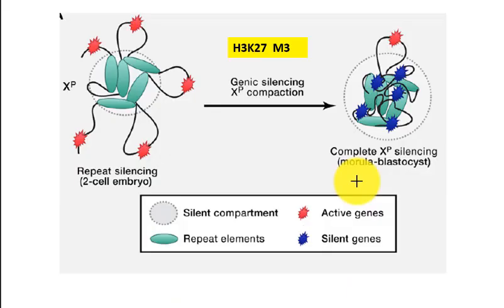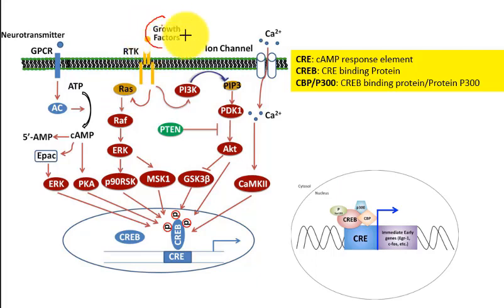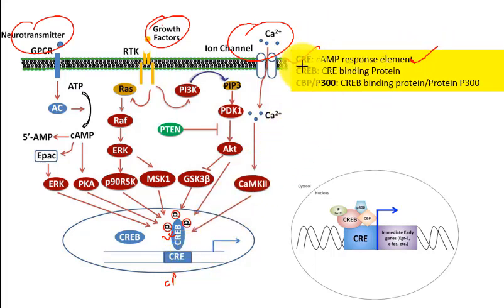Now let's see the other effect. You can see various growth factors and neurotransmitters. They somehow go and phosphorylate a protein that is bound to DNA. CRE means cAMP response element. To the cAMP response element, CREB, the CRE binding protein, is always bound. Now all these factors will phosphorylate this. When it is phosphorylated, some protein is recruited that will modify histone. Do you remember that protein? CBP, the CREB binding protein. This protein is actually nothing but HAT, histone acetyl transferase.